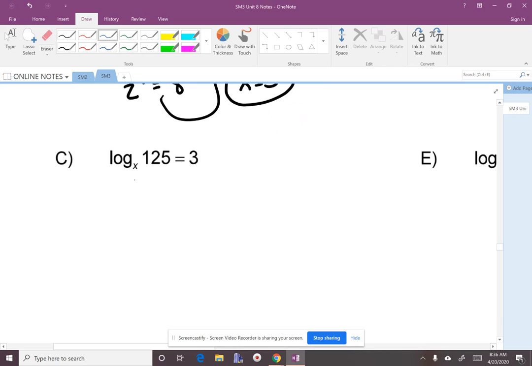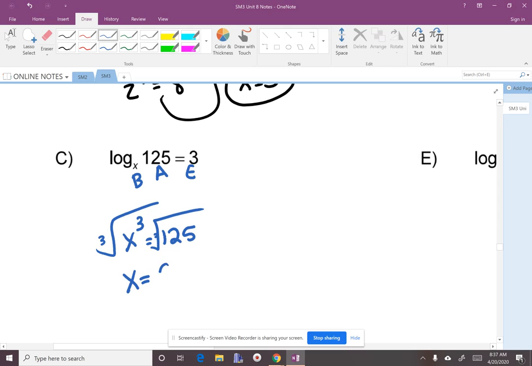This one, logs are base, answer, exponent. The base is x, the answer is 125, and the exponent is 3. I get x cubed equals 125. You're like, how do I solve that? Well, we're going to undo this exponent, so I'm going to take the cube root of both sides. You can do this in your calculator, or you know 5 times 5 is 25, times 5 is 125, so I get x equals 5.